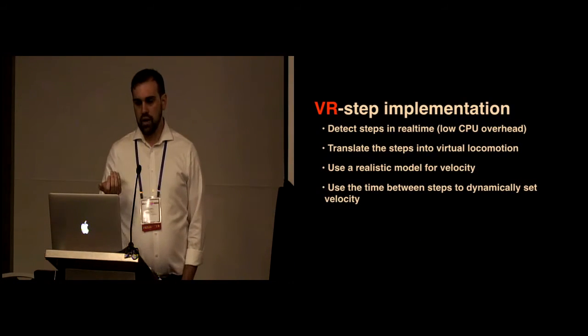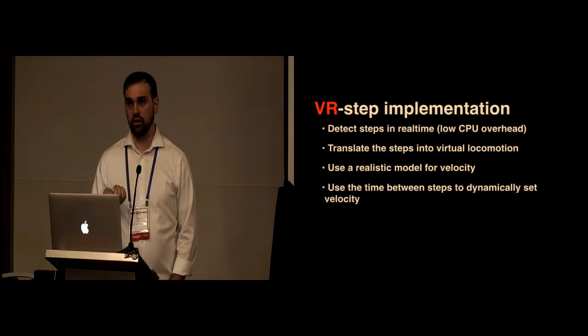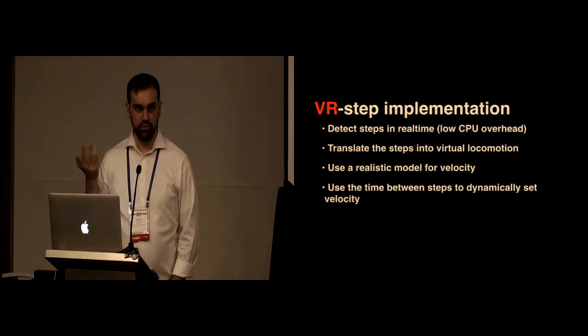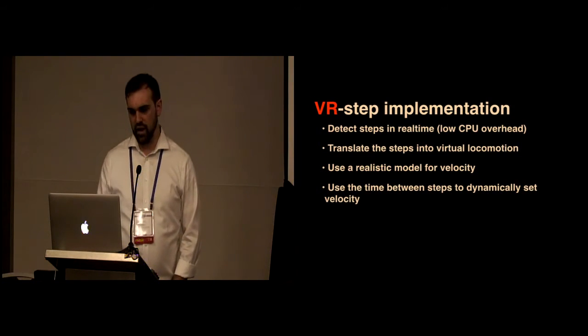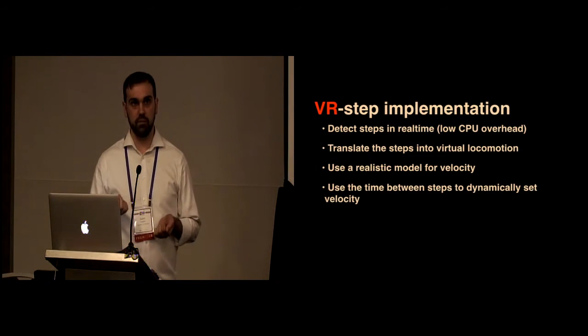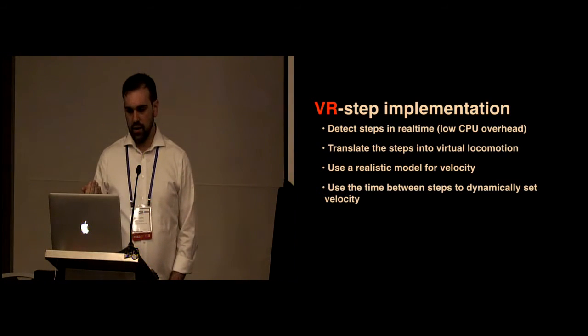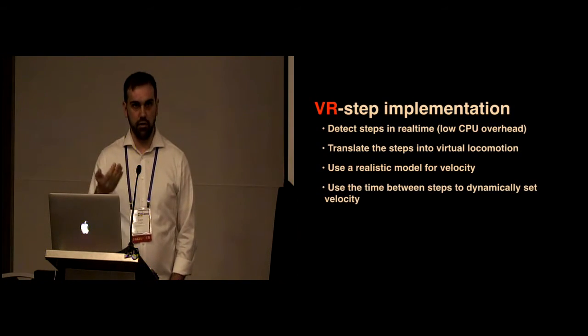Essentially, we detect steps in real time using a very low overhead algorithm. Low overhead is important to us because you're already on a smartphone trying to render two 3D images at 60 frames a second. You already have very little time to do each step, so even the smallest computational overhead can be a problem. After we've detected steps, we translate those steps into virtual locomotion. To determine the user's velocity, we measure the time between steps. A larger time between steps would indicate that they're walking slowly.